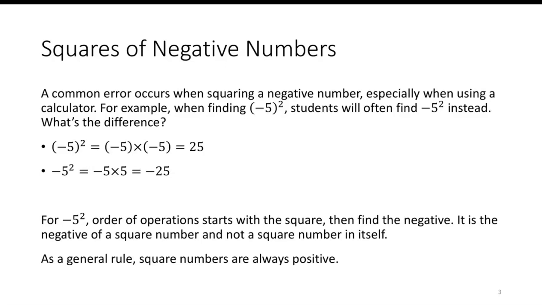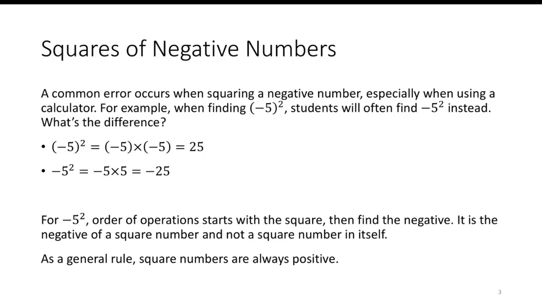A common error occurs when squaring a negative number, especially when using a calculator. For example, when finding (-5) squared, students will often find -5 squared without the parentheses instead. In terms of what the difference is, well, (-5) in parentheses squared means the -5 is being repeated. So -5 times -5. Negative times negative is positive 25.